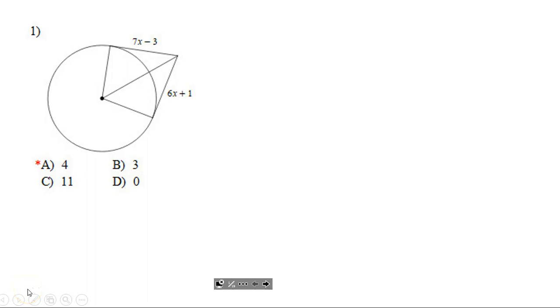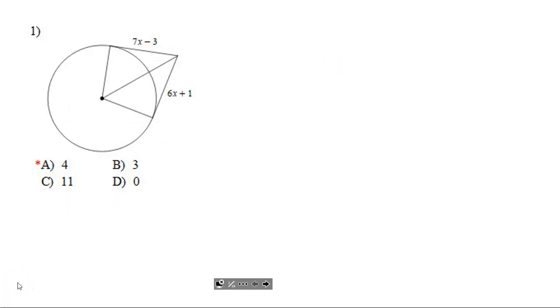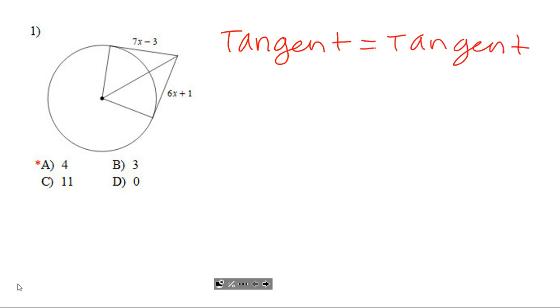So in this video, we're going to go over the properties and work the problems for the circles review. For this first problem, we have two tangents. So we're going to do tangent equals tangent, which means that this tangent is congruent to that tangent. So we're going to do 7x minus 3 equals 6x plus 1.